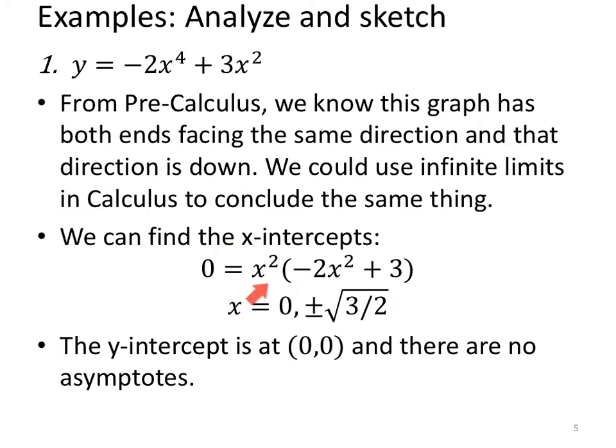We can find the x-intercepts by setting this original function equal to 0. Let's factor out an x squared. I'm left with negative 2x squared plus 3. Each factor gives me a 0: x equals 0, and x equals plus or minus the square root of 3 halves. We know the y-intercept is at (0, 0), so our y-intercept and x-intercept correspond, and there are no asymptotes because we have a polynomial. So those are all the things that we can find just using the original function.